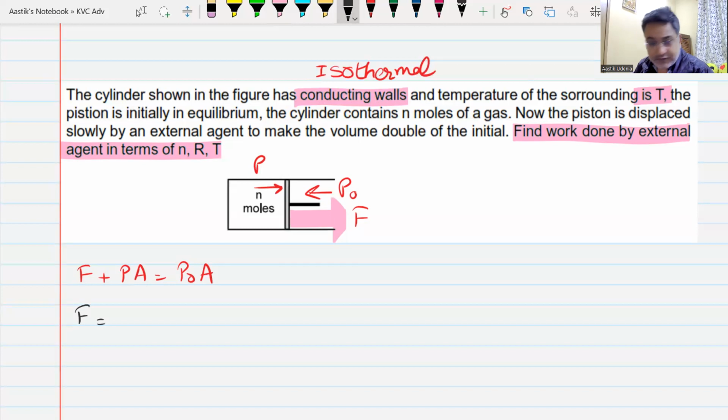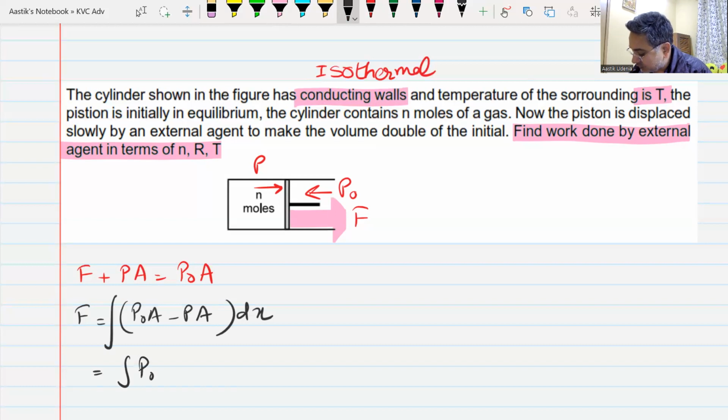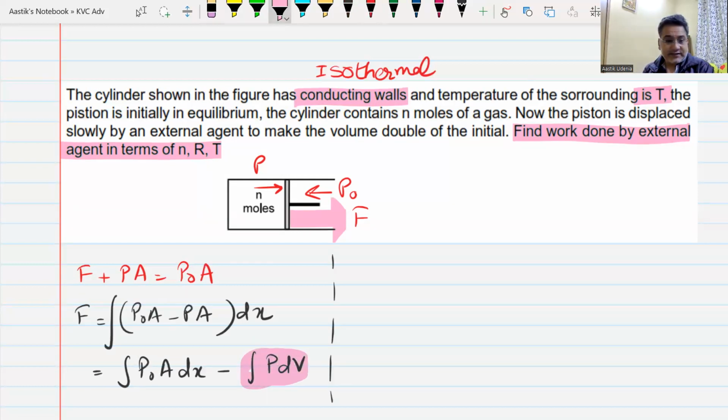We have to find the work done by the external force. So that will be the integral of PA minus P naught A dx. Yes or no? Sir, P naught A. Sorry, P naught A. Yes or no? Yes, sir. So this will be the integral of P naught into A dx minus the integral of P into dV. Yes, sir. This one is an isothermal process, and this one is a process at constant pressure. Atmospheric pressure is constant. Yes or no?